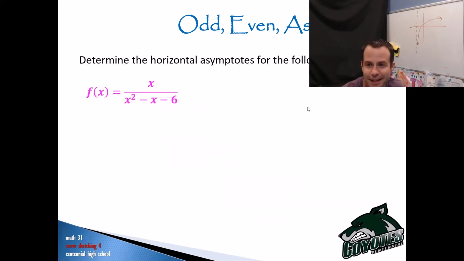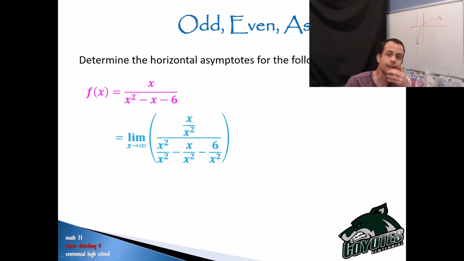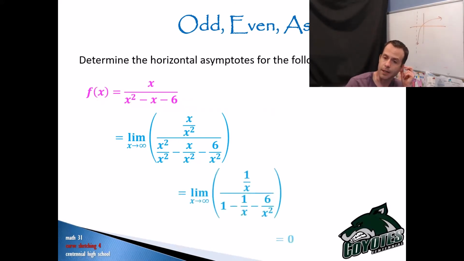Okay, so let's try this guy. We're going to divide everything by x squared this time, because that's the highest thing I see in my denominator. This guy up here is going to simplify to 1 over x, which ends up being 0 over 1 minus 0 minus 0. So 0 over anything becomes 0. So that would be 0.